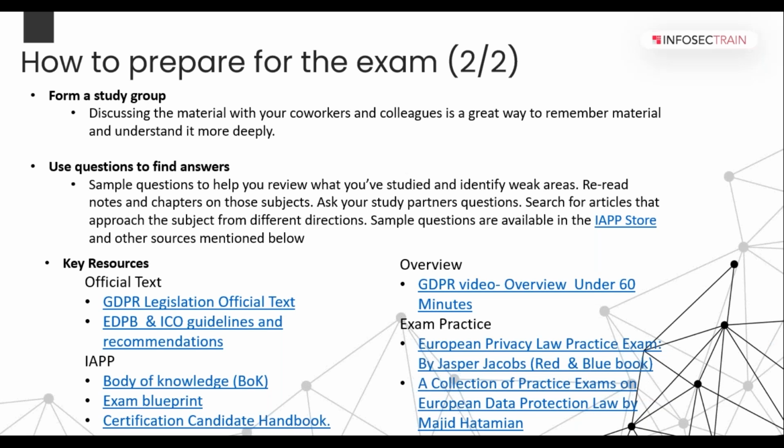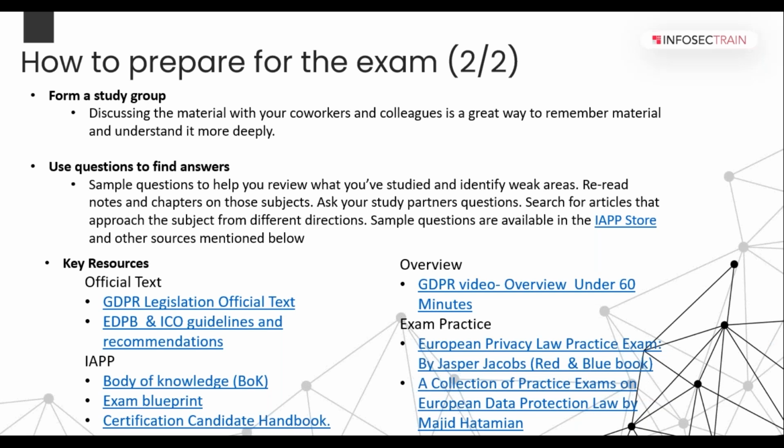There was a question about what resources are available for the exam. These are some of the very important resources, and the ones I used personally when I prepared. The official text from EDPB, as well as the official GDPR legislation text. These links are available. The GDPR official text will give you the actual requirements of GDPR, but the implementation, or the application of the law, is very important for the exam.